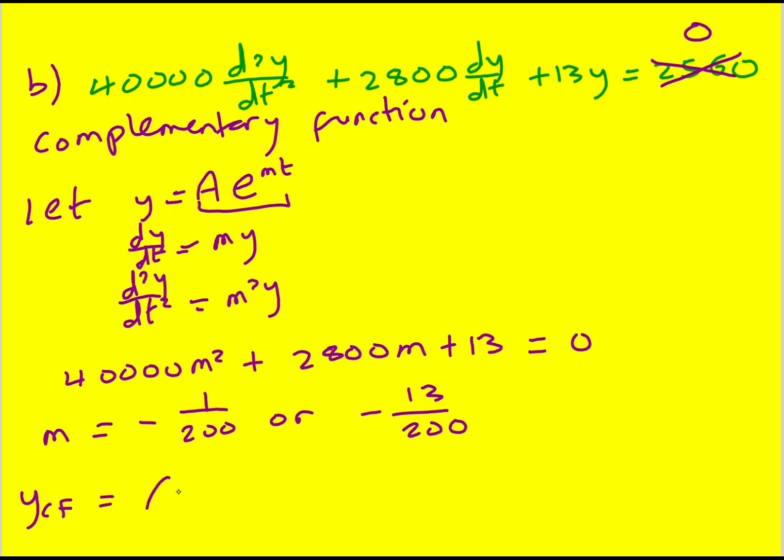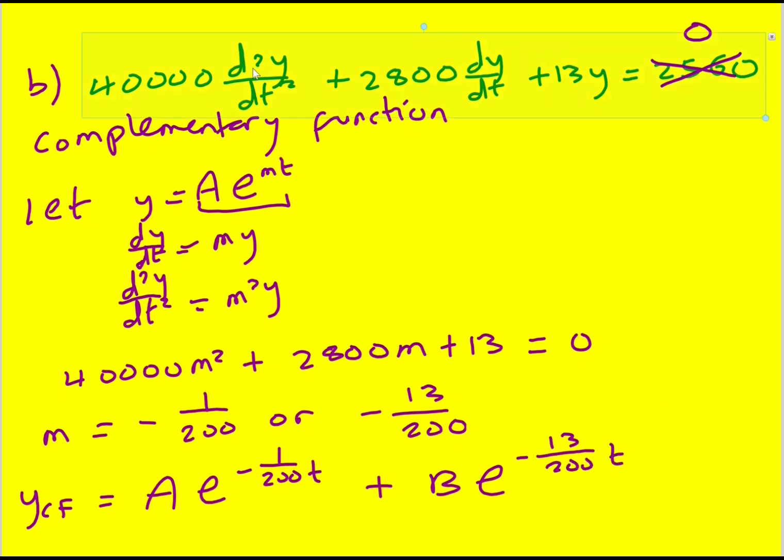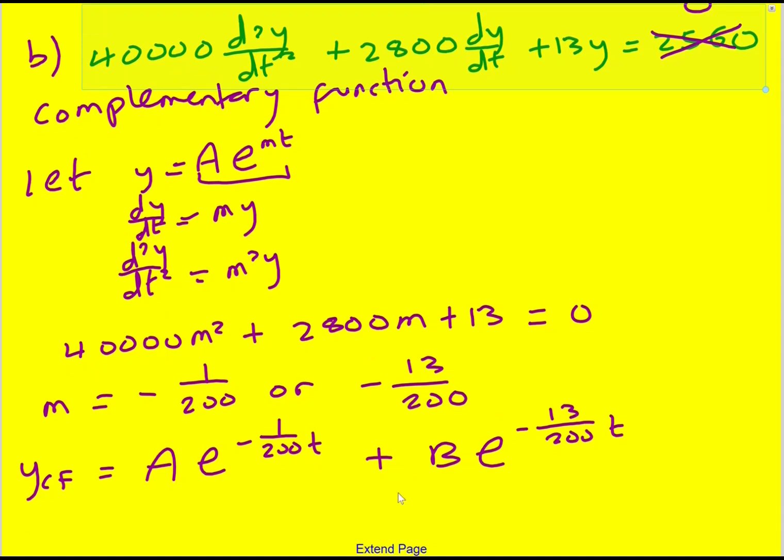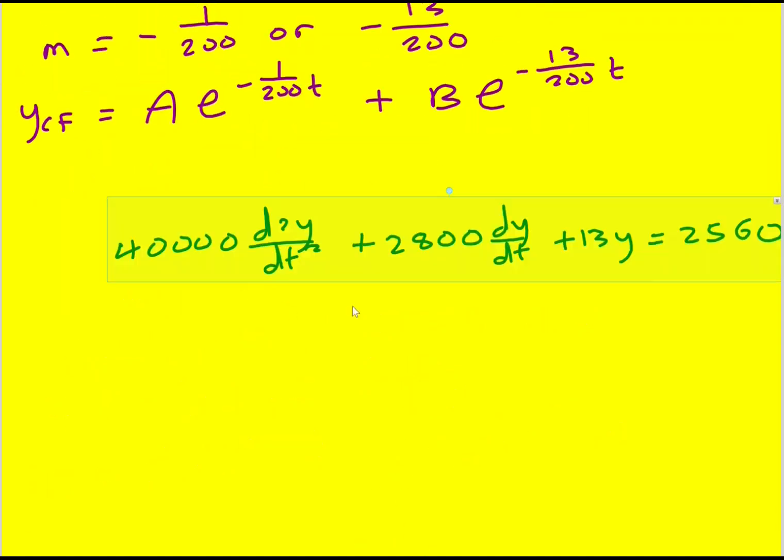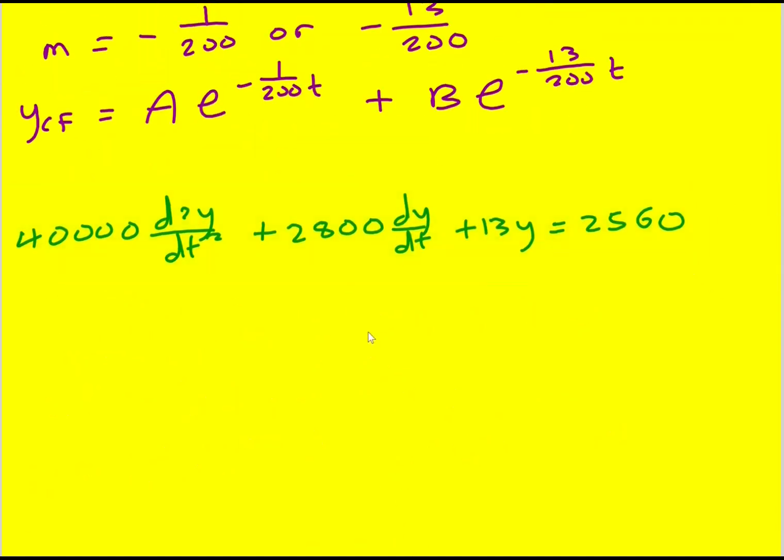We can use our calculator for this. It ends up being m equal to minus 1 over 200 or minus 13 over 200, which means y CF is going to be a e to the minus 1 over 200 t plus a different constant times e to the minus 13 over 200 t. Now for our particular integral, we're going to try and find a y that is going to mean once we differentiate it, etc., we're going to get 2560.